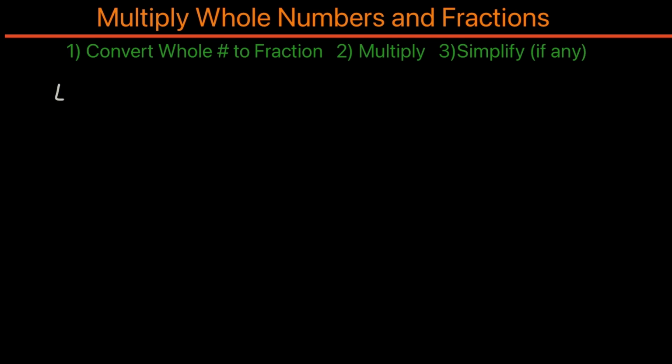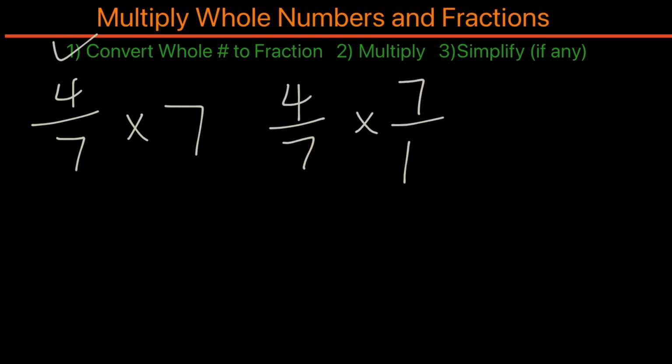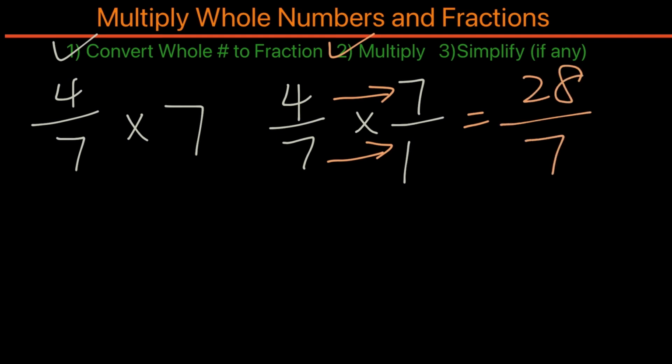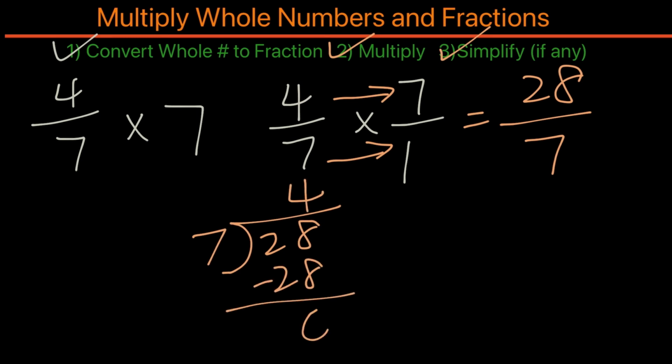Here's the next problem. Okay, converting a whole number to fraction. Multiply. Simplify. Improper fraction, 28 over 7. 4. 7 times 4 is 28. We get a remainder of 0. So the answer will be 4.